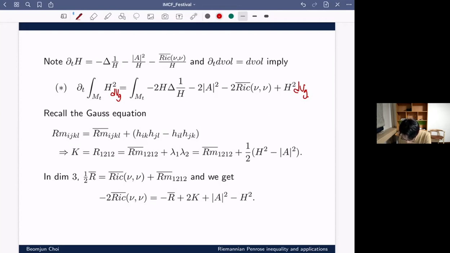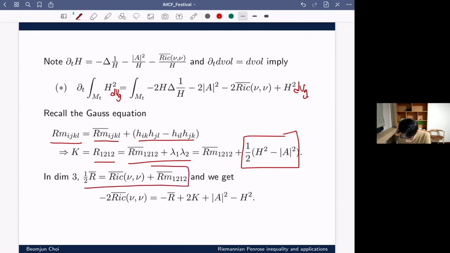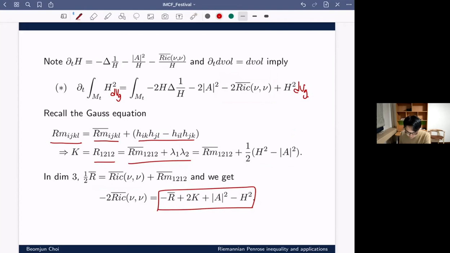By the Gauss equation, the intrinsic Riemannian curvature tensor has this relation with the ambient curvature tensor and the second fundamental form. So this explains that the Gaussian curvature of my surface has this relation. So my lambda 1 and lambda 2 are the principal curvatures of this M. So lambda 1 and lambda 2 can be written like this. Moreover, the scalar curvature can be written like this. So in total, my minus 2 ambient Ricci in the direction of nu can be written like this. It's just an algebraic manipulation.